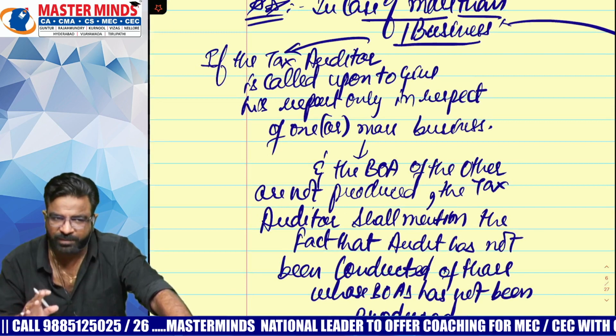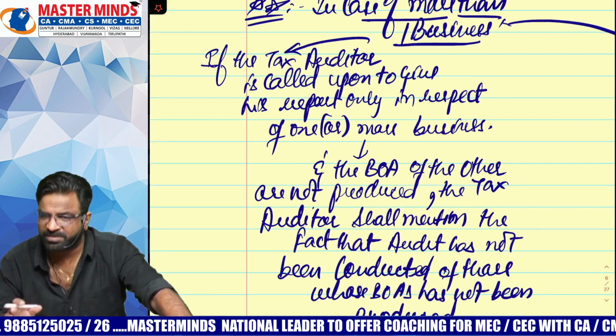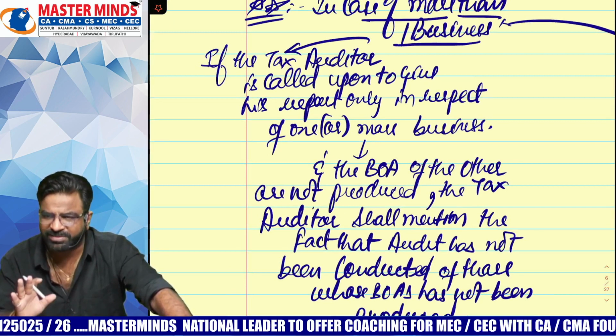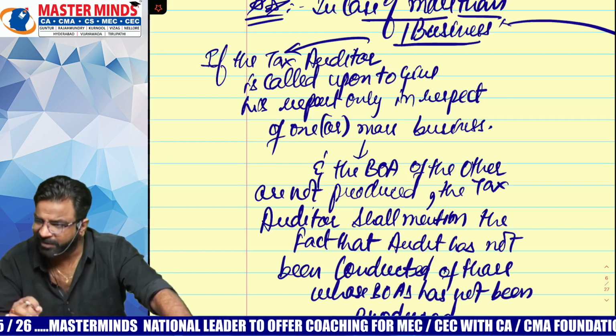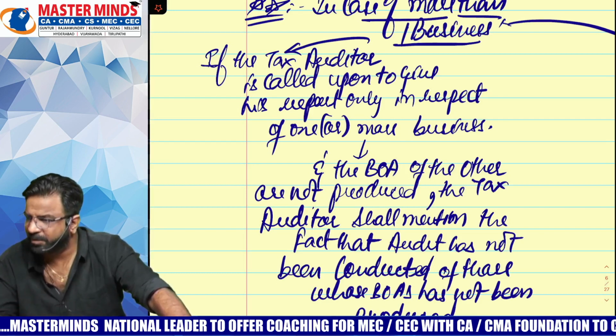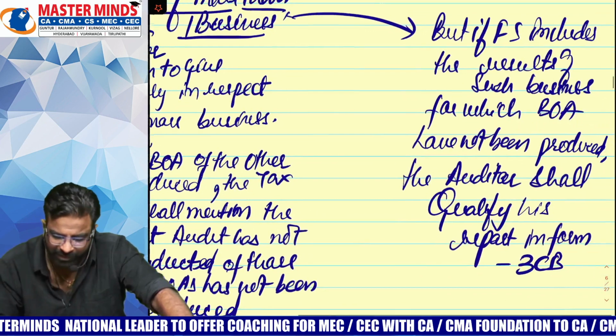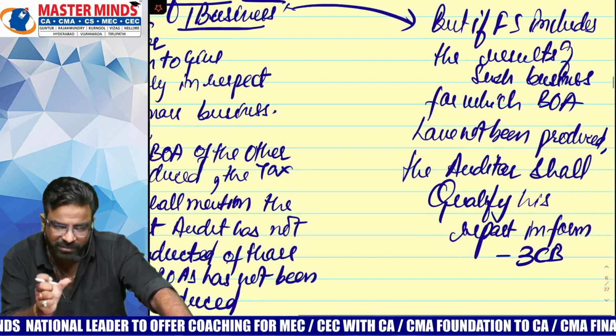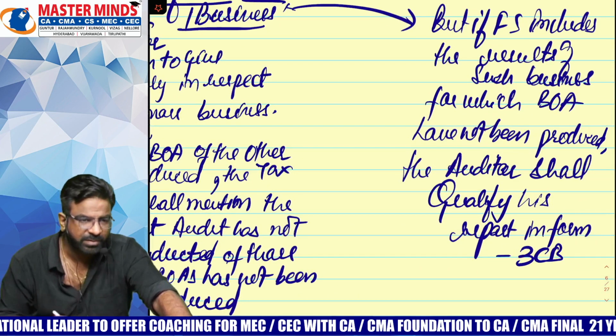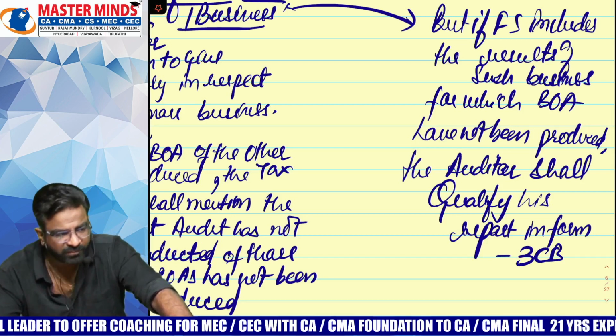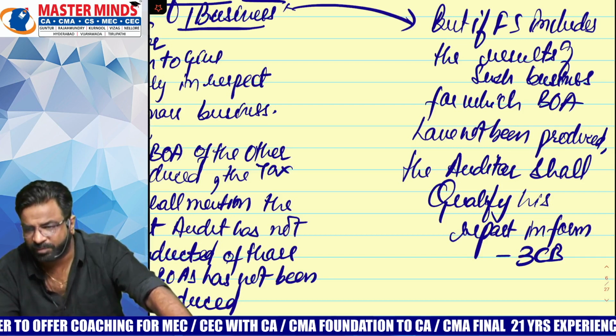The business for which information has been provided, you express an opinion. For which it is not provided, don't express it. Simply write the fact that they have not given me, that's why I have not expressed it. But what if they are making a financial statement cluster of both, a mix of both? Now they are providing you partial information, but they are not providing the other information. Now what will you do?